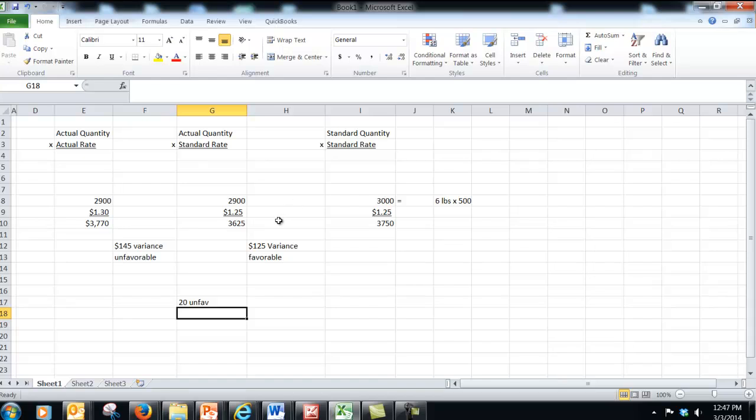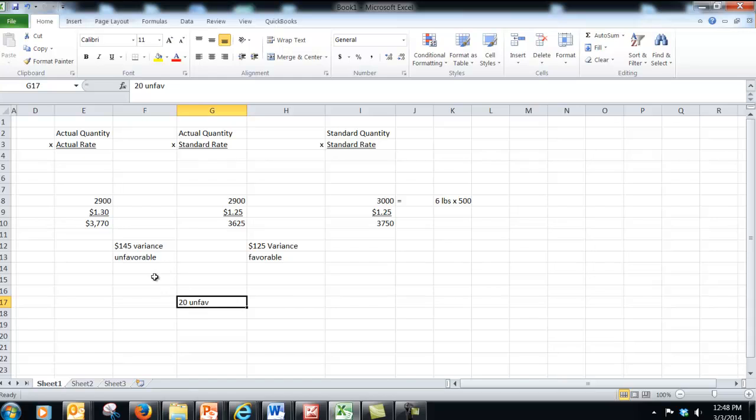Now, the last thing that it asked us to calculate for this was C, and that was the cost variance. That's the total cost variance. And we can see here that we have $145 of an unfavorable variance, and $125 of that is offset by this favorable variance. So this is really the difference between these two here. And if we say 145 minus 125, we're looking at a $20 amount as our variance.